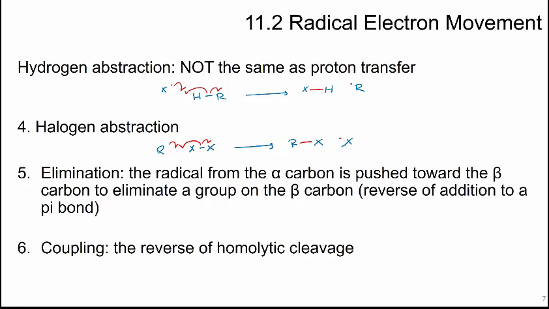We can eliminate, so the radical from an alpha carbon is pushed toward the beta carbon to eliminate a group. So we have a leaving group, one electron comes from here, one electron goes from the X carbon, it goes there. So we now have this X radical and a double bond formed there. And we can couple two things together, which is the reverse of homolytic cleavage. So we have two radicals, can get together and form a new bond.